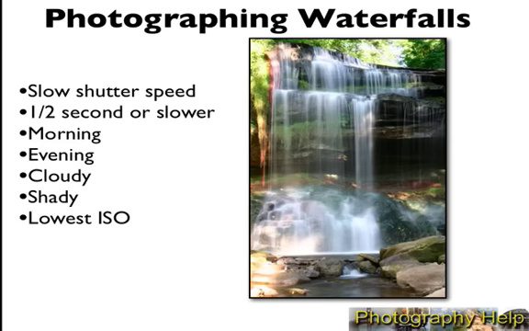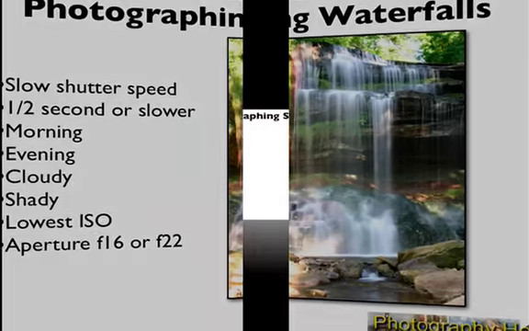You also want to set your camera for the lowest ISO you can as well, so again, less light is getting in. And set your aperture as high as you can, at f16 or f22, so that all these things combine to give you a nice slow shutter speed. And that's what makes all the difference in the world in getting a shot like this.